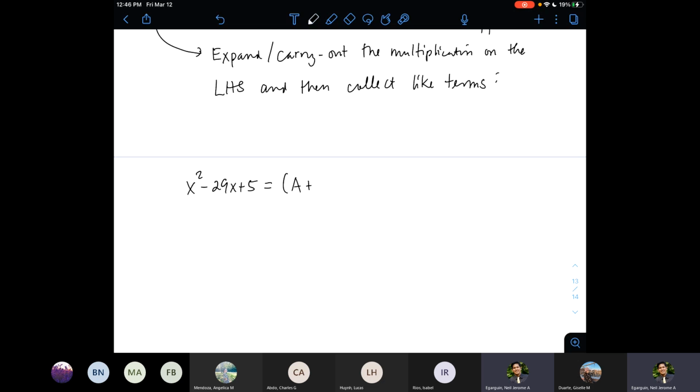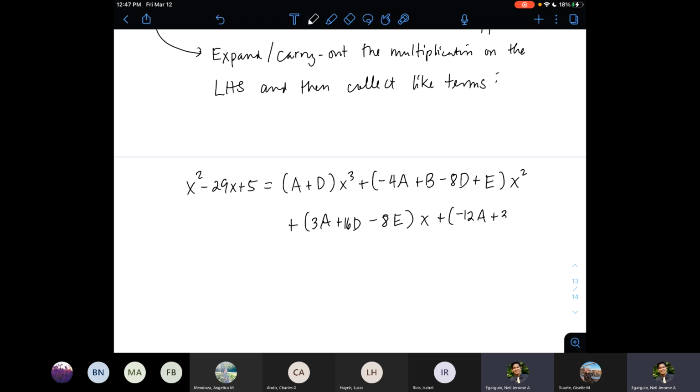You'll get a plus d times x cubed, plus negative 4a plus b minus 8d plus e times x squared, plus 3a plus 16d minus 8e times x. And then the constants will just be plus negative 12a plus 3b plus 16e.